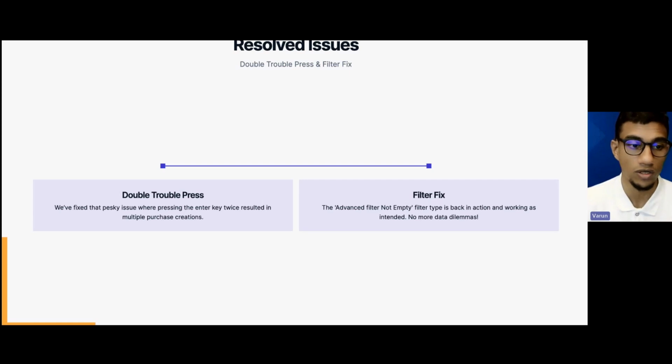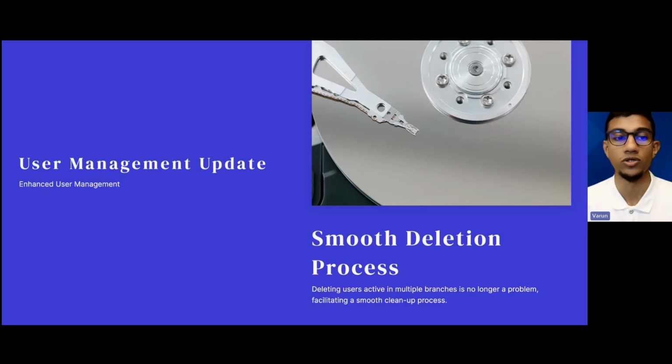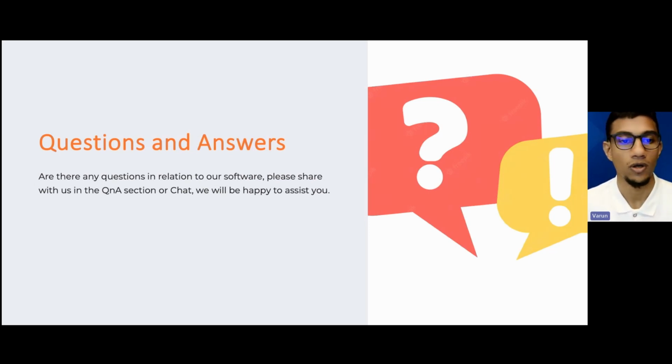And finally, the resolved issues like the double press trouble, the filter fixing, and finally, the user management update, that is the smooth deletion process when it comes to users who were present in multiple branches across multiple domains or workspaces. All right. So right now it's your time to ask your doubts regarding all the different features or enhancements that we just made.